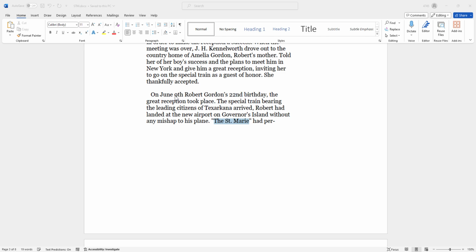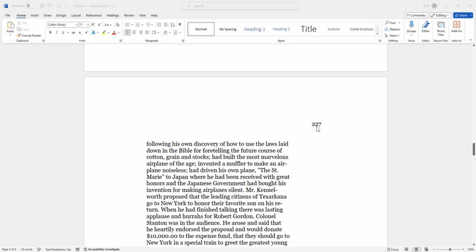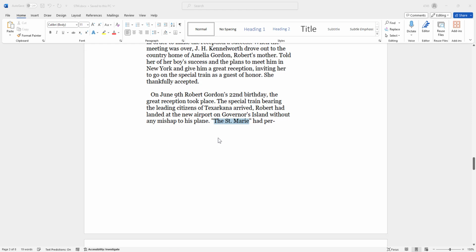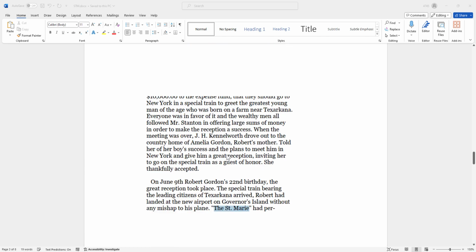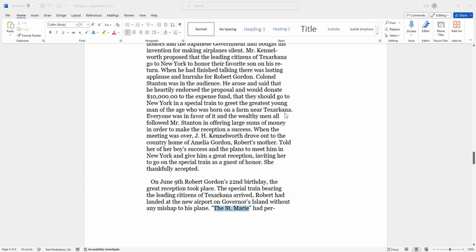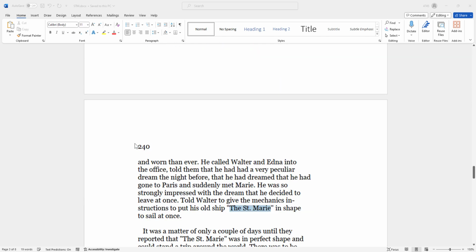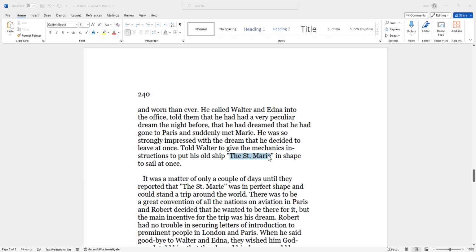And also we have a date here, right? Write it down, and the page number as well. Again, page number is really, really important. So now we have a gap, page number 227 to 240. What is the distance in between? Write it down.